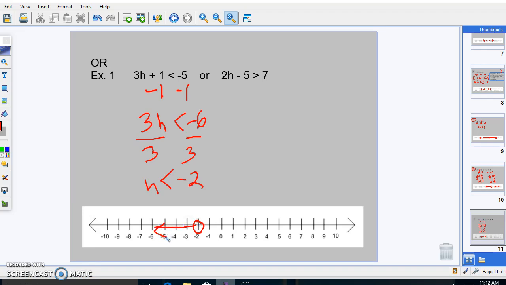With my other inequality in this OR statement, I'm going to add 5 to both sides. That leaves me with 2h is greater than 12. Divide both sides by 2. And h is greater than 6. So open circle at 6, arrow covers numbers that are larger than 6, such as 7, 8, and 9.